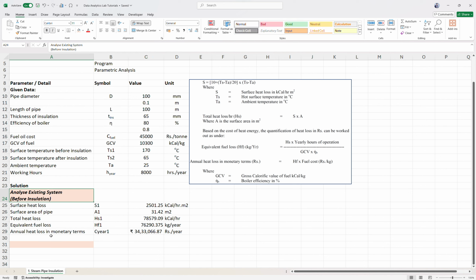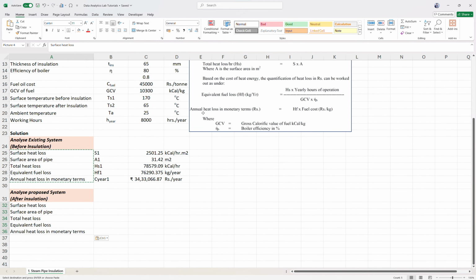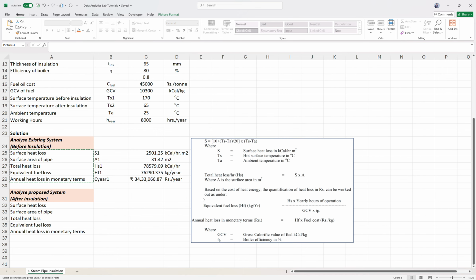Now we will analyze the proposed system. Analyze proposed system, which means after insulation. Okay, because steps are going to remain the same, I will simply copy this text. I will not copy symbols or equations. For your reference, I will keep this mathematics in front of you. So surface heat loss, S2. Now remember, do not copy these equations because they are related with the cell number. Otherwise, Excel will make a mistake. We have to create equations once again.